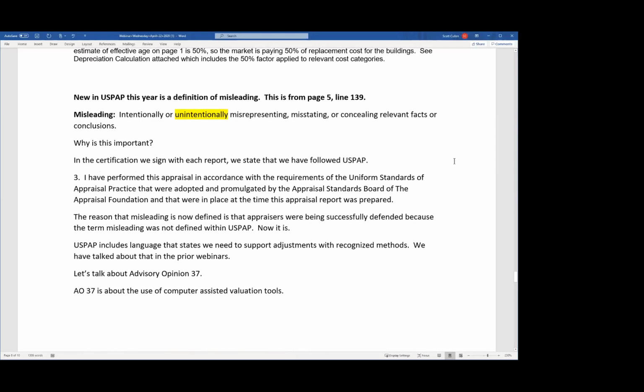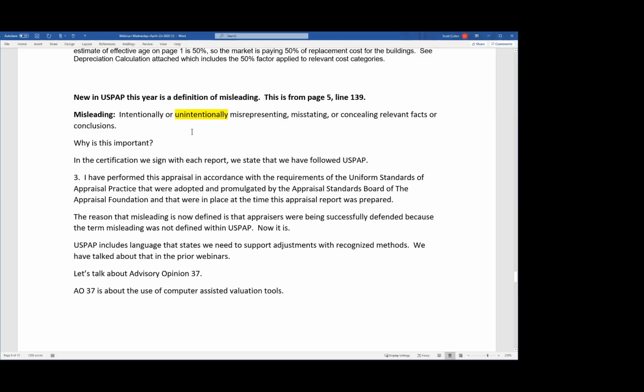Now, new in the USPAP document this year, they have a definition of misleading, which seems interesting to me because I think everybody knows what misleading is. But they actually have an entry now. This is new. There are only like 5 or 6 new additions made in the category of definitions. And to be misleading is to intentionally or unintentionally misrepresent, misstate, or conceal relevant facts or conclusions.